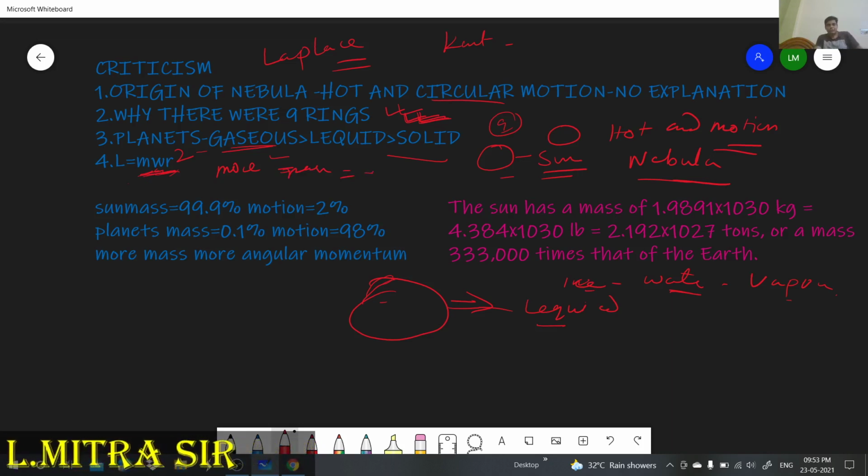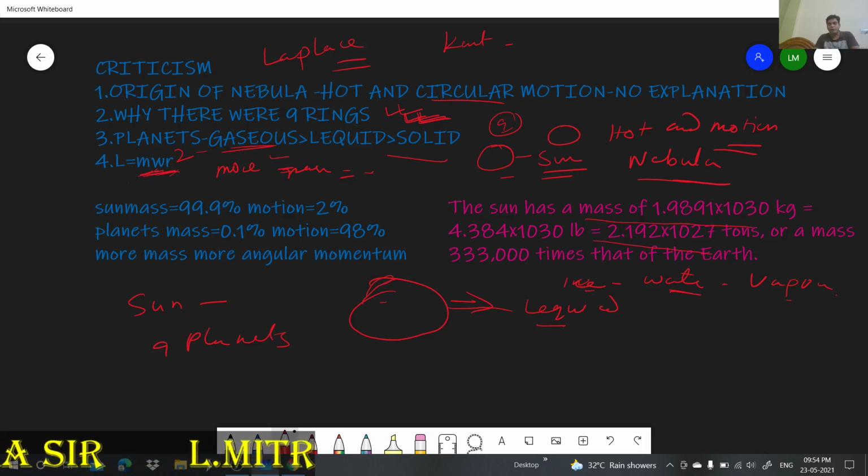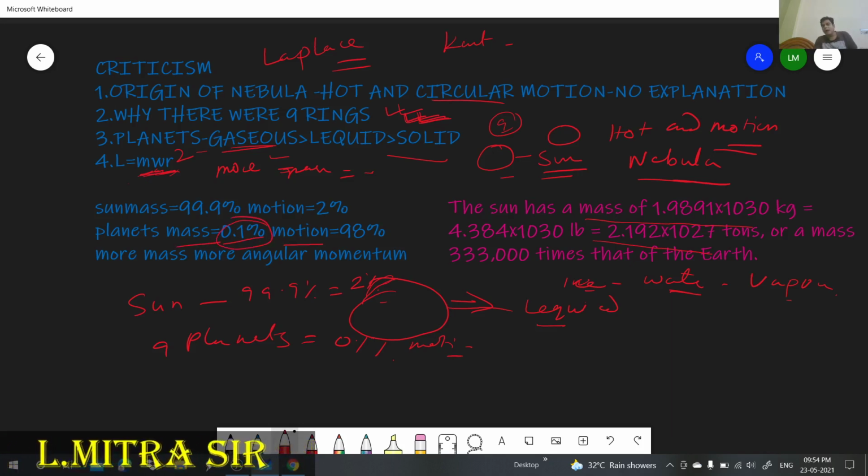But in the case of the sun and the 9 planets, the sun has 99.9% of the mass, but the motion is only 2%. On the other hand, the planets have only 0.1% of the mass, but 98% of the angular momentum. So more mass means more angular momentum, that is also wrong, it is also proved wrong.